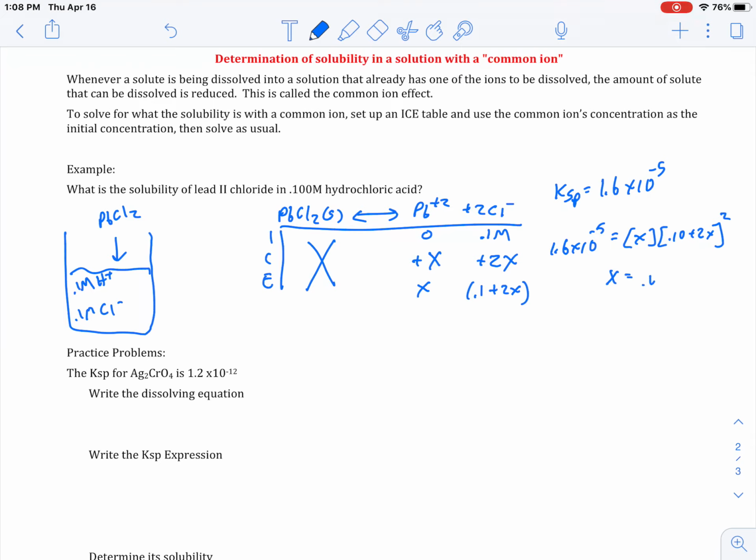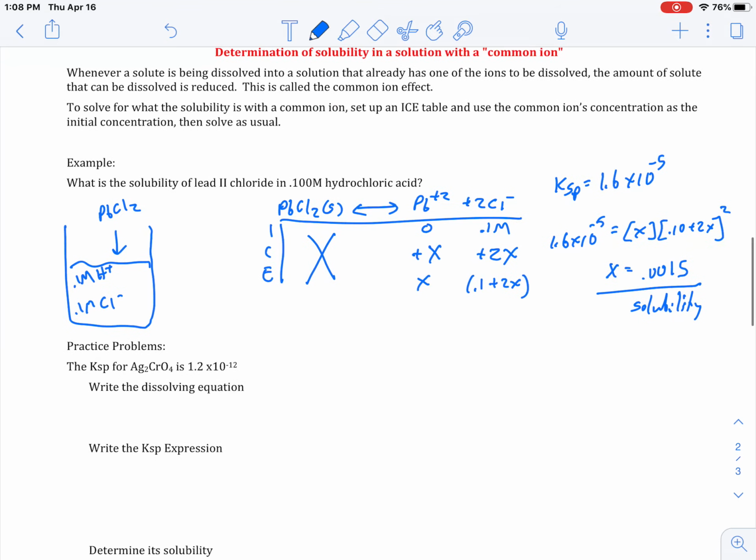Okay, so the value of X is 0.0015. So that's the solubility when there is a common ion. The common ion here is chloride. Now, we did this solubility in an earlier problem in a previous lesson, and the PbCl2 solubility in plain water, meaning there was no common ion, was 0.016. So this is considered normal solubility, but now with a common ion, it's less.